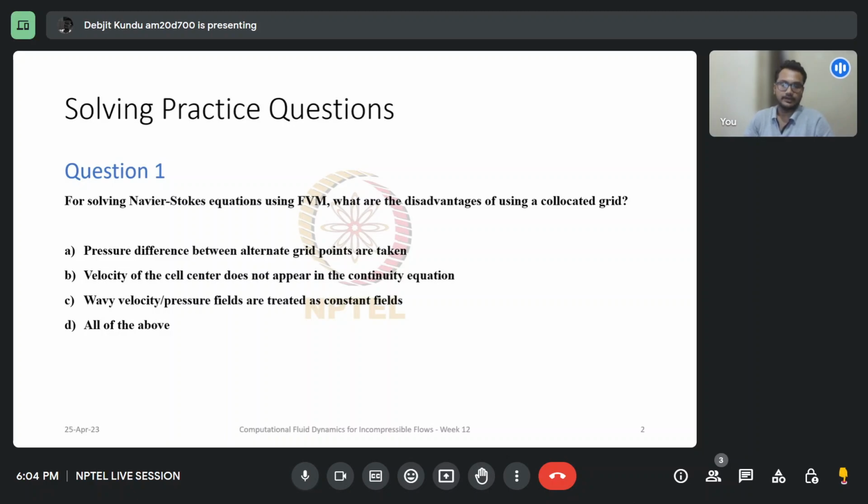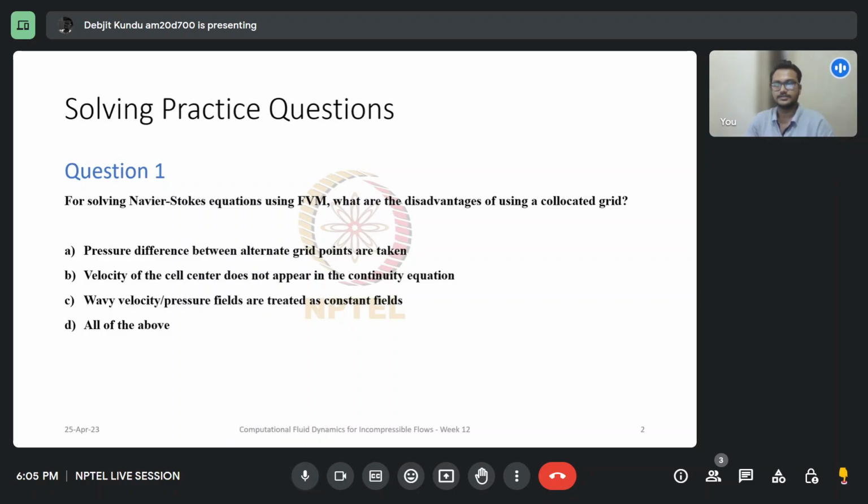So in week 12 of lectures for this course, we have learned how to use finite volume method to solve Navier-Stokes equations. Now within that, there are two kinds of grids that we can use: collocated grid and staggered grid. Now this question is asking us what are the disadvantages of using a collocated grid. There are four options given below. You have to select the correct one.